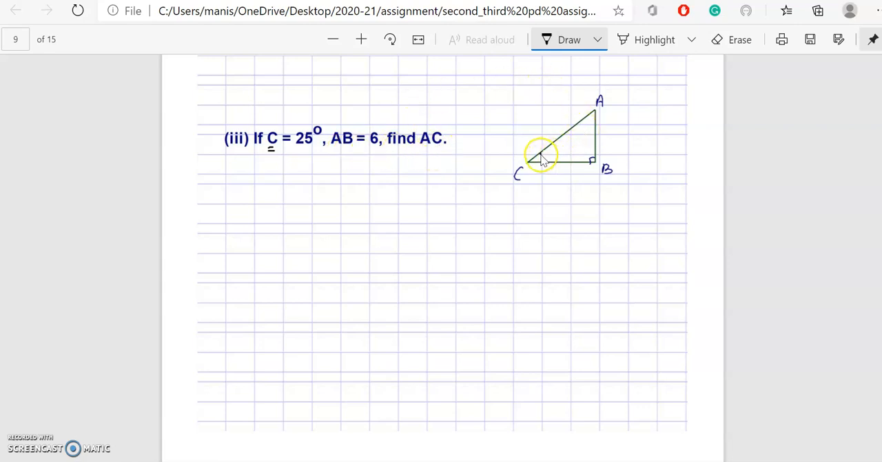So first of all, I will label my angle C as 25 degrees over here. Now it says AB is 6, this means they gave us this side as 6, and they want me to find AC, which is this side, and I will write this as x. Okay, now what we will do first of all is label our triangle.